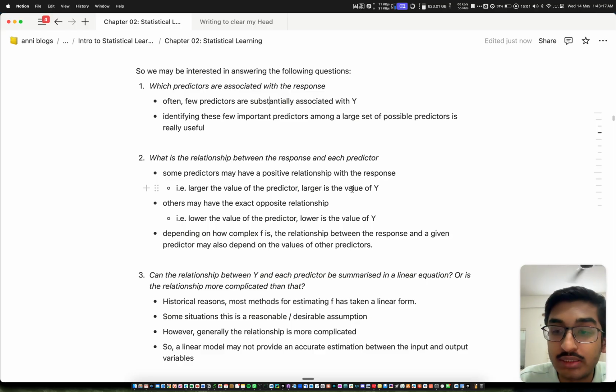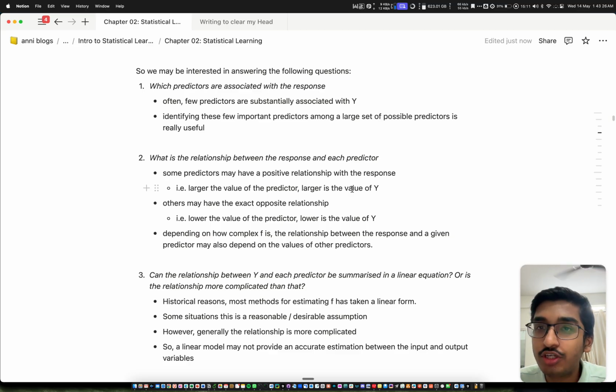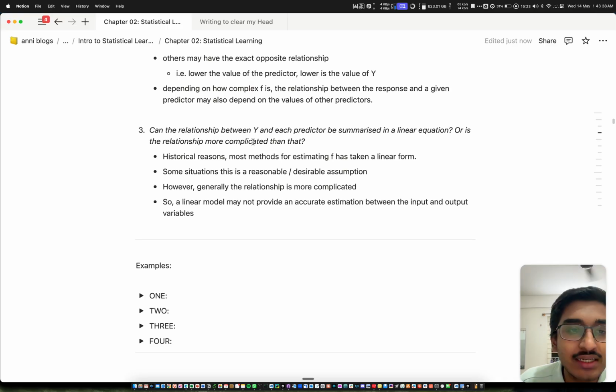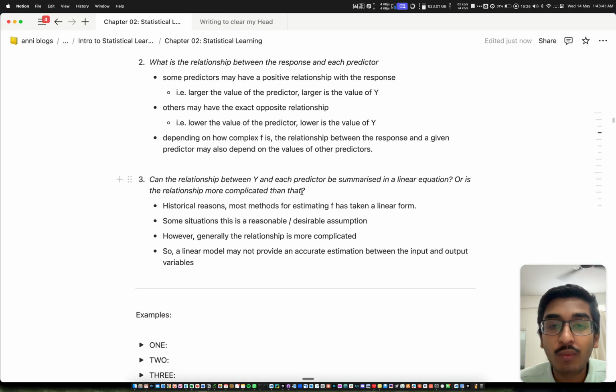So for example, again the house example, if I have more floor space, is my price more? Sure, obviously. If I'm in a neighborhood with lesser crime, is my price going to be more? Probably, right? So that's an inverse relationship, where the lesser the crime is, the more the price is. Then the third thing could be that the relationship between y and each predictor can be summarized in a linear equation. This is, for historical reasons, how machine learning developed, sort of. But if it's a linear equation, you exactly know how much weight each predictor is having on the final output. So that's point number three.